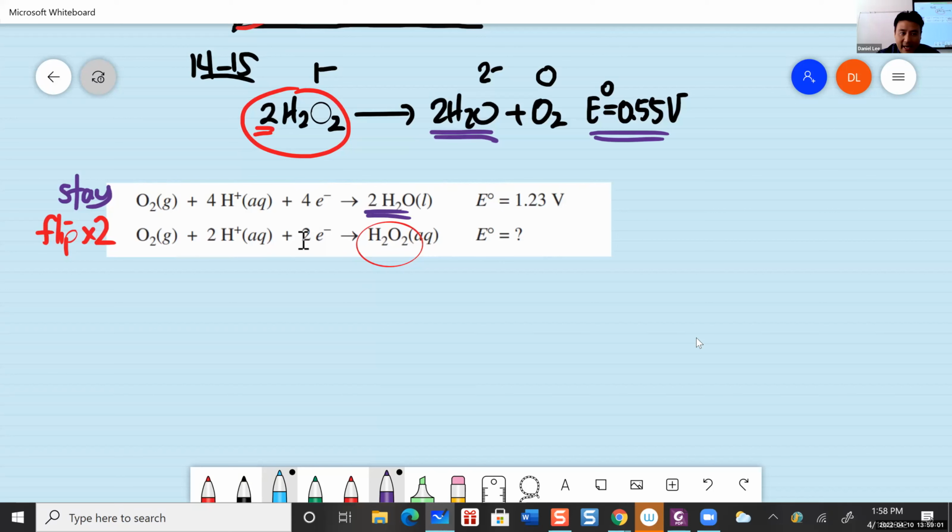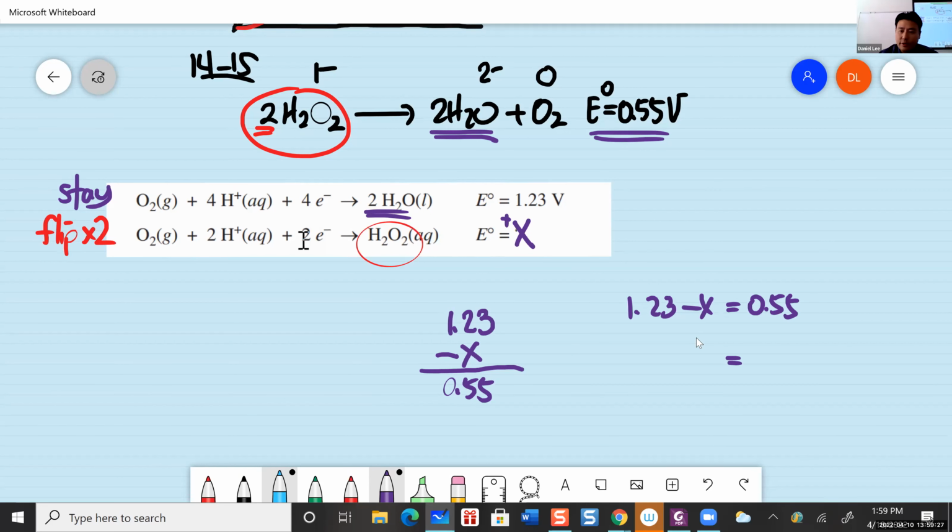Let's say the question mark is X. The first one stayed at 1.23. It didn't change. The second one I flipped and times 2. So whatever X is becomes negative, right? Because I flipped. X is positive. I flipped and get negative. And I add them, I get 0.55. So I have 1.23 minus X equal to 0.55. So X must be 1.23 minus 0.55, so 0.68. So X is positive 0.68. So this is positive 0.68 volts, okay, as written.